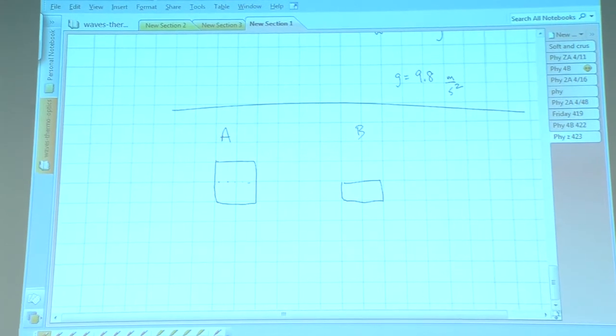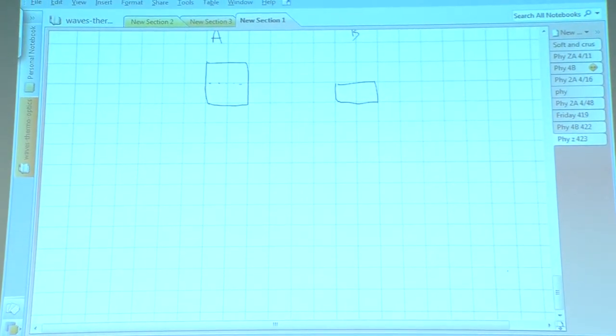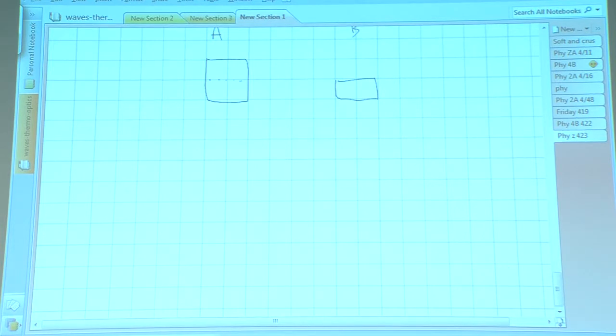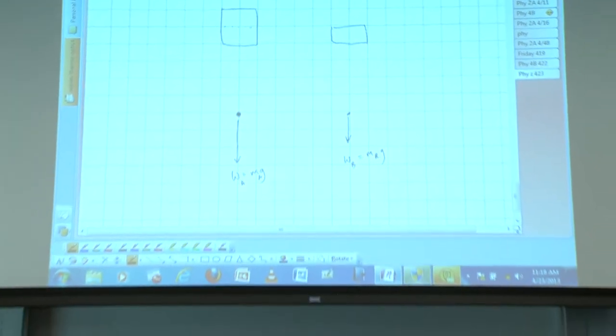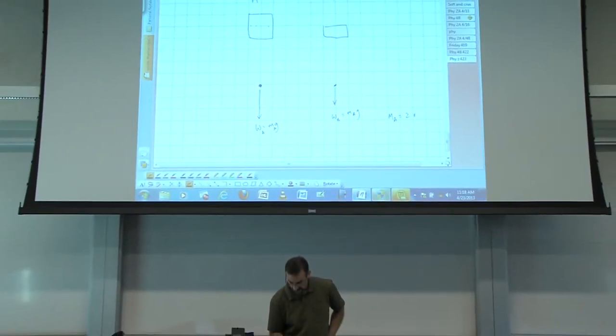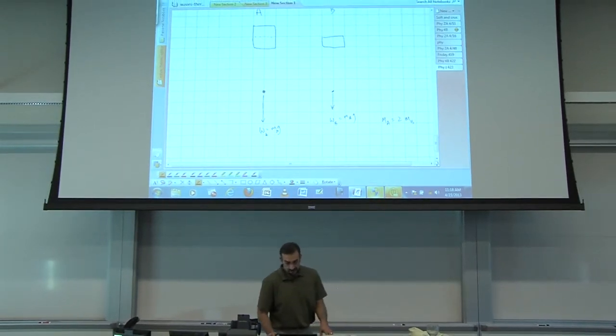So let's draw our free body diagrams. Just object A and B, we're about to let go of them. And so object A has a force of gravity acting on it, right? And object B has a force of gravity acting on it. And it's half as much because MB is half of MA, right? So we know the weight of A is twice as much as the weight of B.